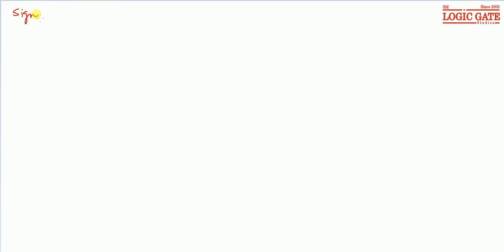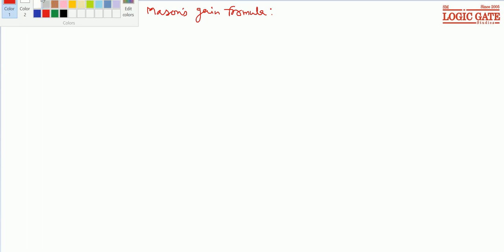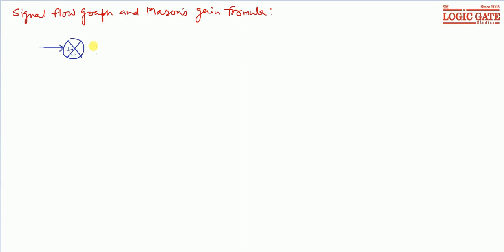Signal flow graph and Mason's gain formula. If we have a block diagram, something like this, then we can convert this block diagram into a signal flow graph.